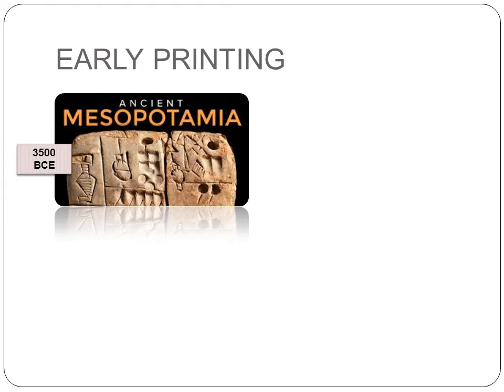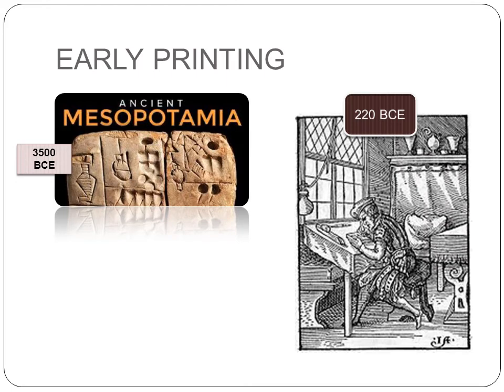From about 220 BCE, people across Asia carved writing on blocks of wood to print whole pages. The writing was back to front, that is, in mirror form, so that it would print the right way around. By about the 9th century, the Chinese printed books this way.